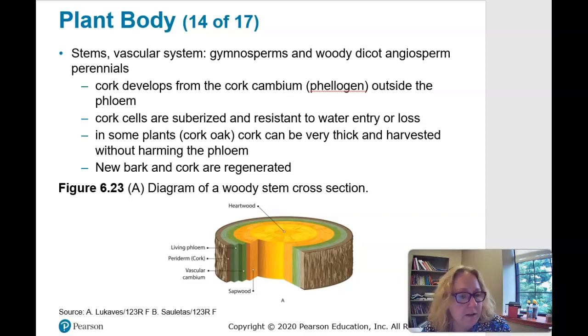Again, here's the cork. It develops from the cork cambium outside the phloem. The cork cells are resistant to water loss. In some plants, like cork oak, the cork can be very thick and harvested without harming the phloem. So if you have a cork oak, you can actually harvest that every 2 or 3 years. You can take the cork layer off and it will just grow back.